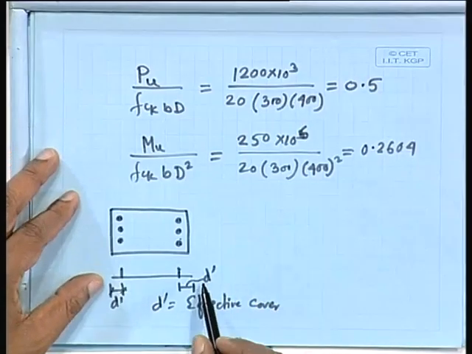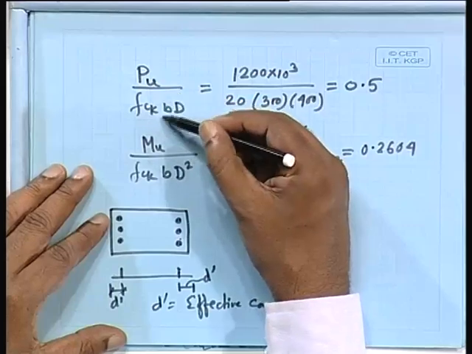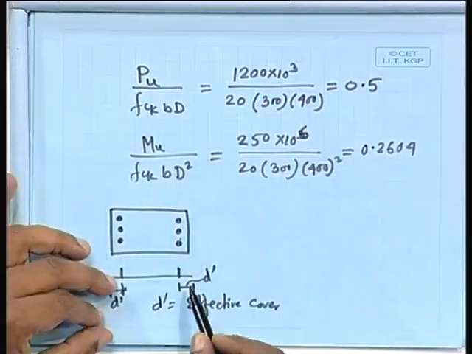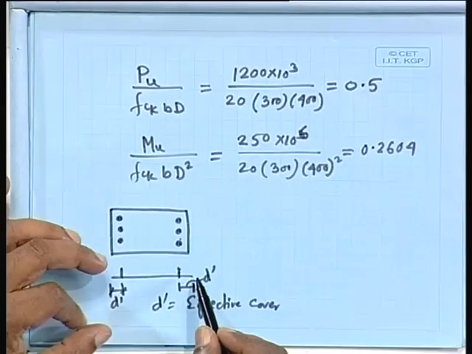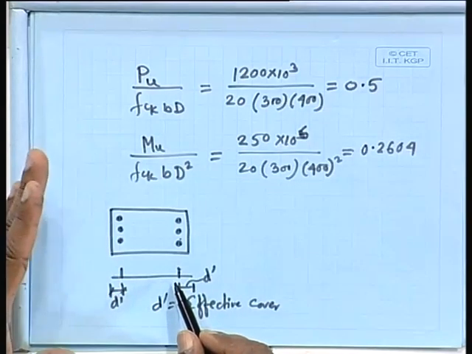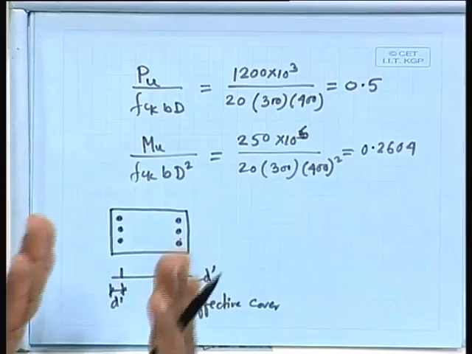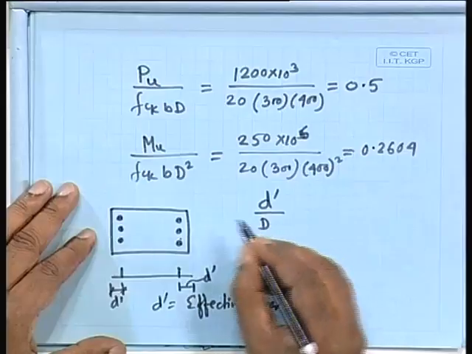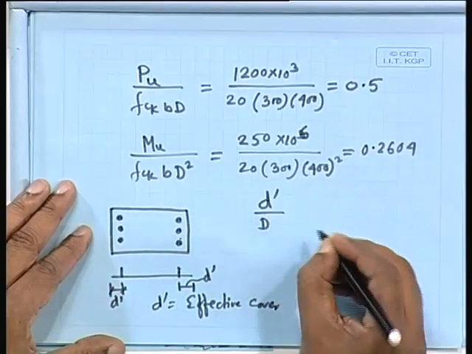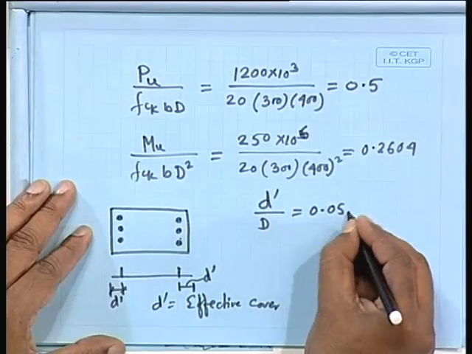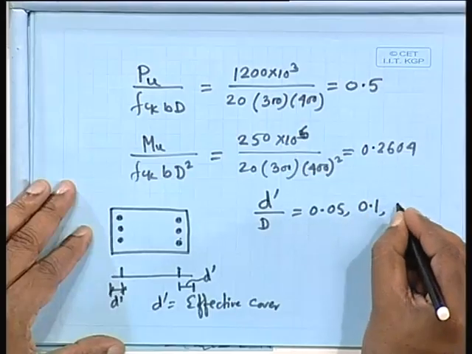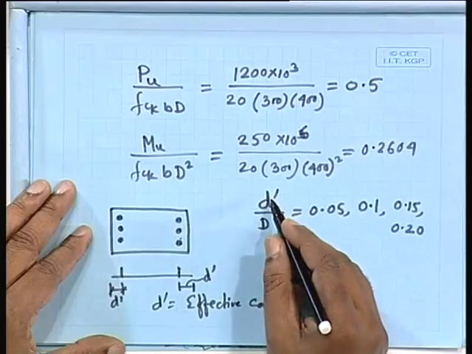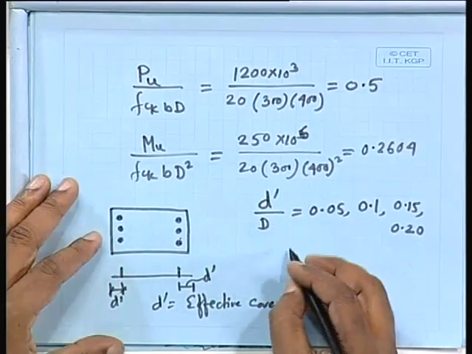Our code says that we shall not take this Pu by fck for just only one chart. Instead of that, let us make it for different, because depending on the d dash your strain also will change in the steel, and so your stress also will vary. So let us make few cases, and our code gives that d dash by D, that is a special publication they have computed, d dash by D, that is for 0.05, 0.1, 0.15 and 0.20.